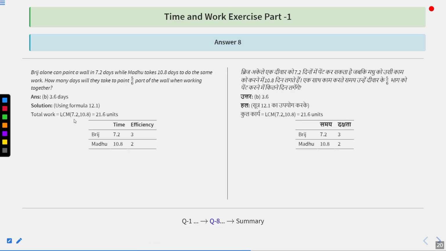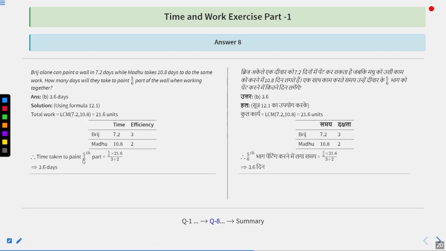So total work is the LCM of 7.2 and 10.8, that is 21.6 units. We can assume the total work to be the LCM of 7.2 and 10.8. Now, time taken by Brij was 7.2 days. So efficiency is 21.6 upon 7.2, that is 3 units. And Madhu was taking 10.8 days. So efficiency of Madhu is going to be 21.6 upon 10.8, that is 2 units.